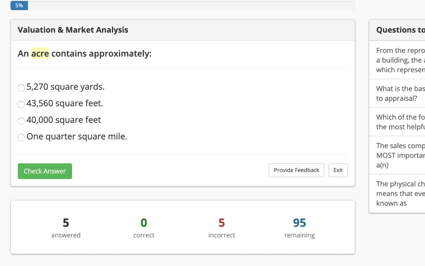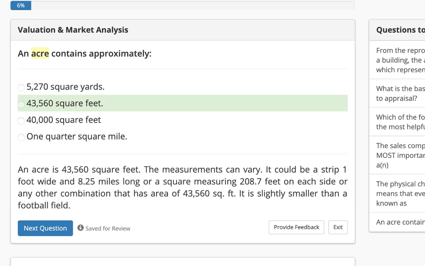And bonus points for a good memory technique that keeps the right number in your brain. A lot of people have different memory techniques. If anybody has one they want to throw up on the board, that's bonus points. So an acre contains approximately 43,560 square feet. Nice job.